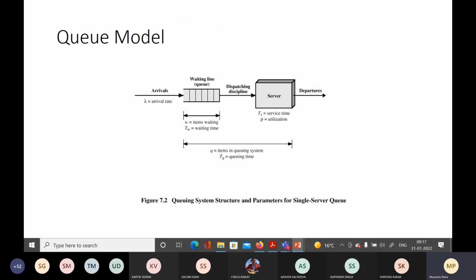Let's see what a queue looks like. I had given you a glimpse of it in the last class, when I was showing you that this will be a waiting line in the queue, and this is the dispatch line, and this is the server which serves the jobs which are arriving.